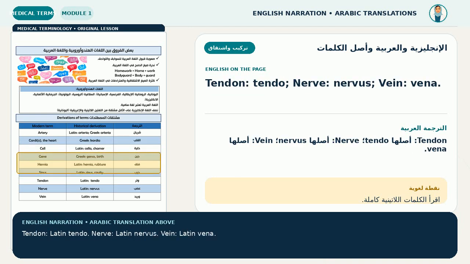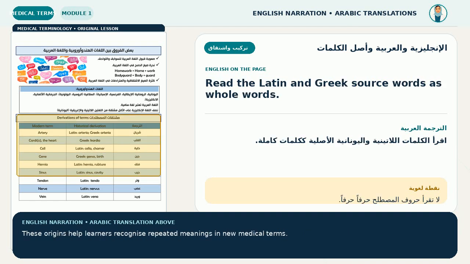Tendon, Latin tendo. Nerve, Latin nervus. Vein, Latin vena. In medical word building, cardi is the root meaning heart, and the O in cardio is a combining vowel. These origins help learners recognize repeated meanings in new medical terms. Use the Arabic translation on screen to check each word and meaning.